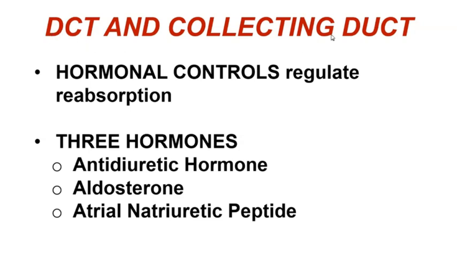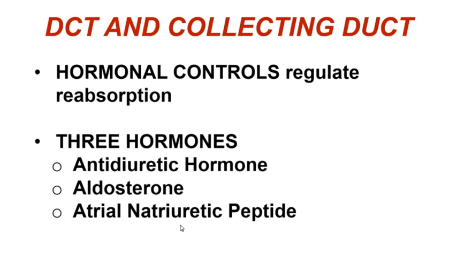So finally, let's see what's going on in the distal convoluted tubule, which is the end of our renal tubule, and then also in the collecting duct, which receives filtrate from the distal convoluted tubule here. We see that in both the distal convoluted tubule and the collecting duct, reabsorption is regulated primarily by hormonal controls. And the three hormones that come into play in this process, two of which we've seen already. The first hormone is antidiuretic hormone. The second hormone is aldosterone, and we've talked about these two hormones already.